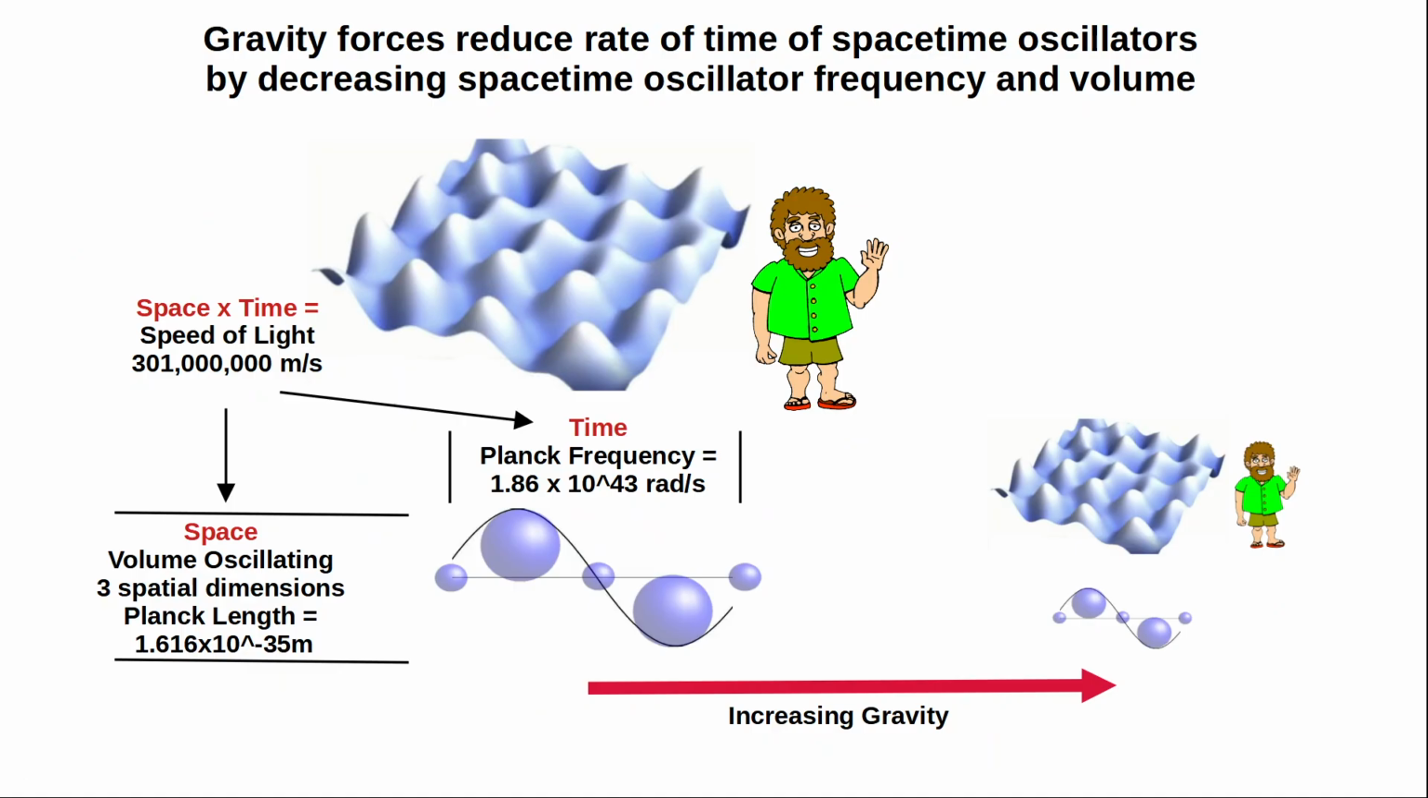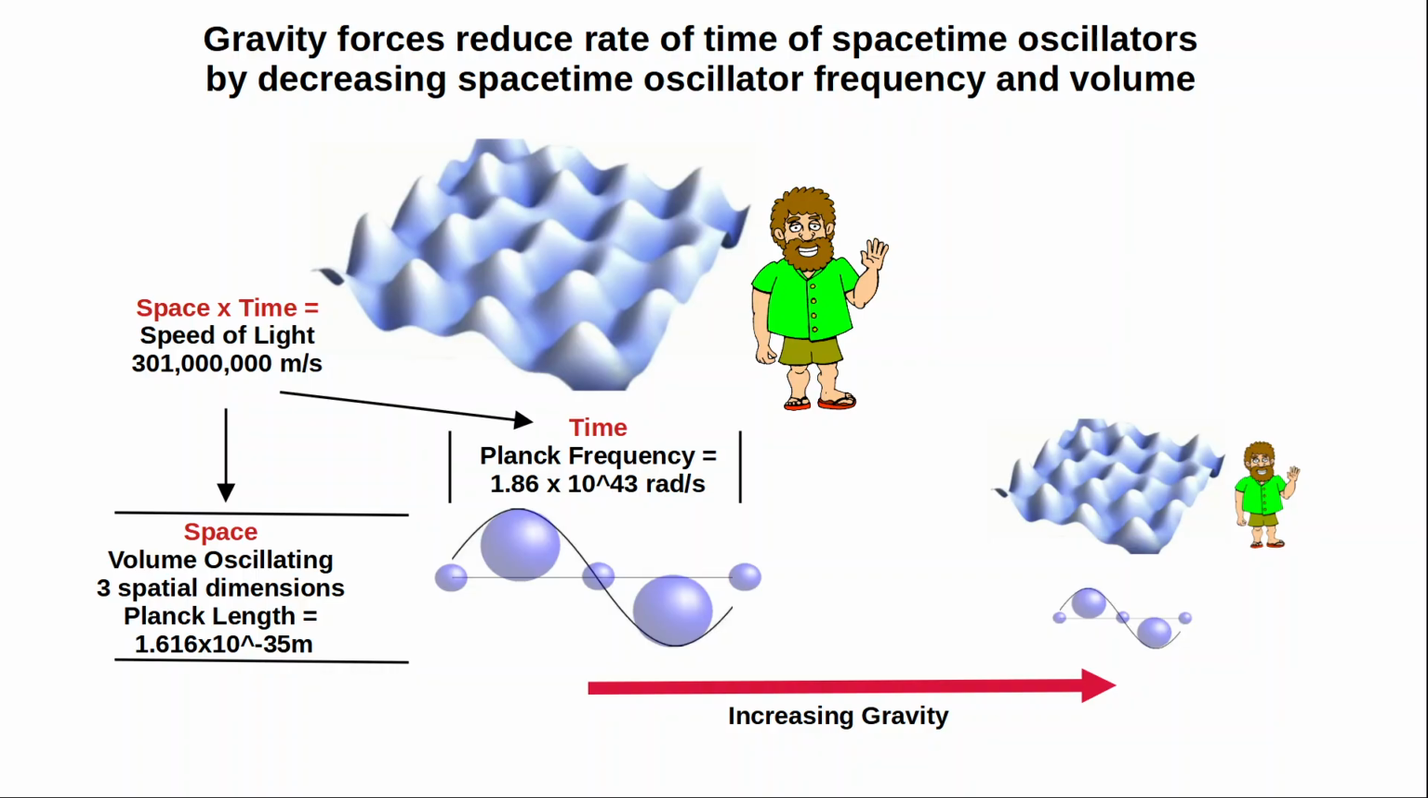So, understanding gravity effects on oscillating space-time. In this illustration, we know that gravity slows the rate of time. We can reference gravitational time dilation for that. What may not be as obvious, in keeping with the laws of physics, is that a slower rate of time slows the oscillating frequency of the space-time oscillators, and reduces space, which is the volumes of the space-time oscillators that affect the three spatial dimensions, which are length, width, and height.